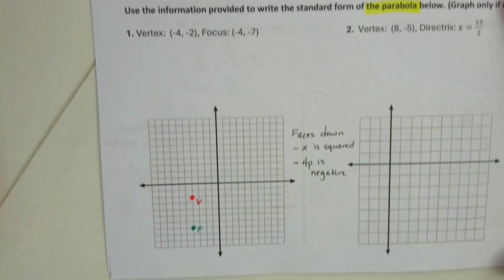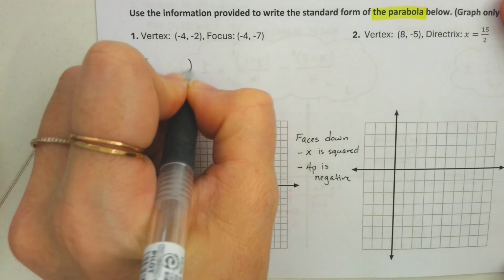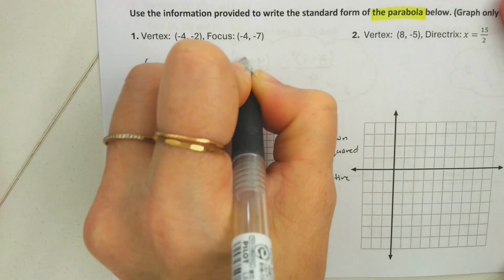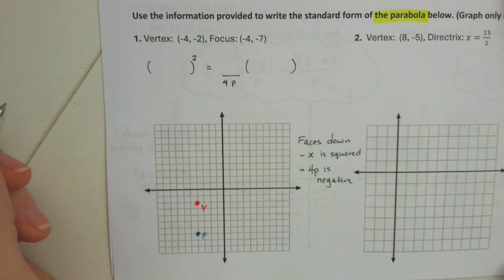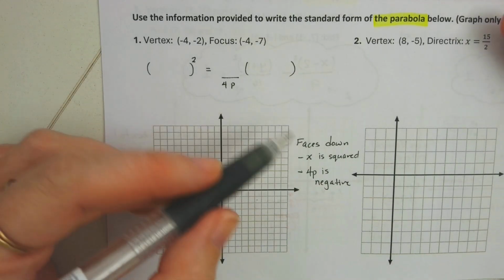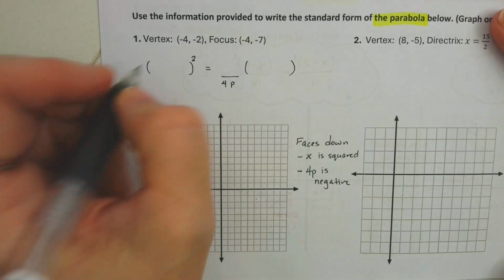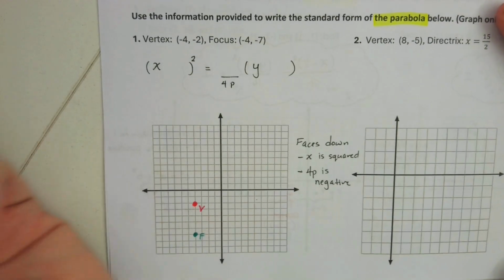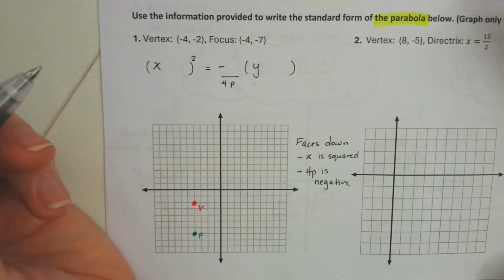Okay, so I'm going to set up, usually I have the squared term on the left, and then my 4p as the coefficient, and then my unsquared term on the right. So if it faces down, we know x is the squared term, so x should be here, y should be here. 4p we know is negative something. I just don't know the something yet.